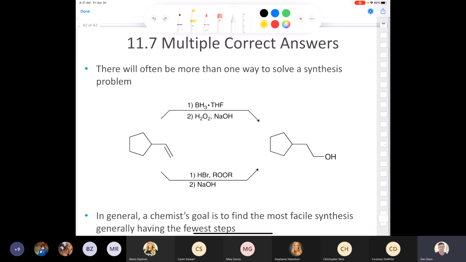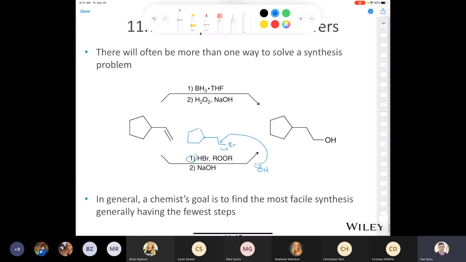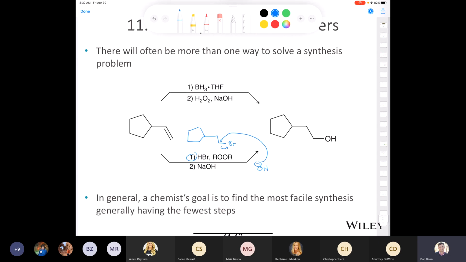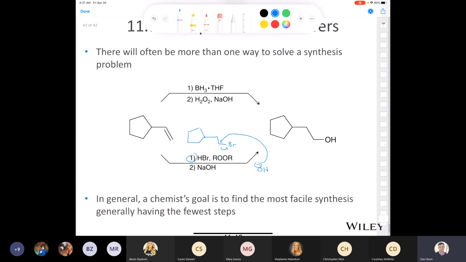But why couldn't you do an anti-Markovnikov addition using HBr and peroxides to make the primary alkyl halide, and then hydroxide can come in as a nucleophile in the second step and do an SN2? Why won't that work? Nothing wrong with that. In fact, both of these are good ways of doing this transformation. All right. So there you go. That covers all of chapter 11.